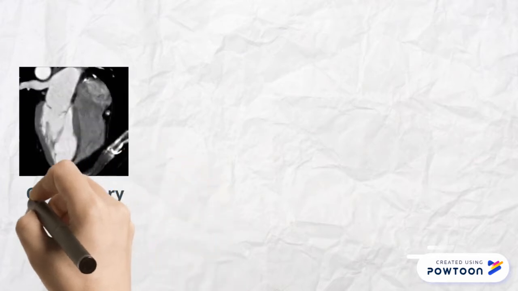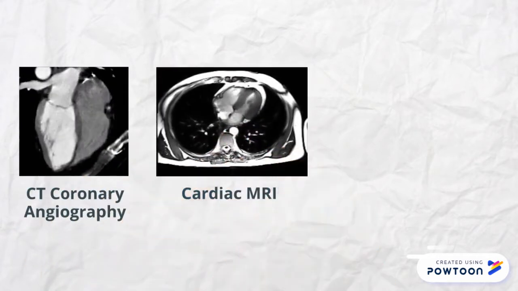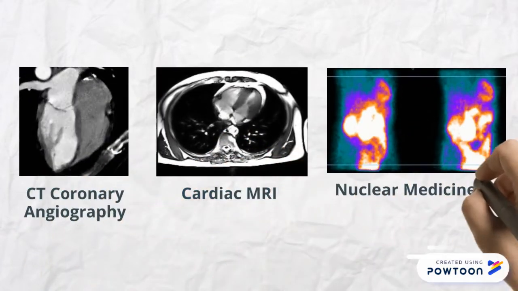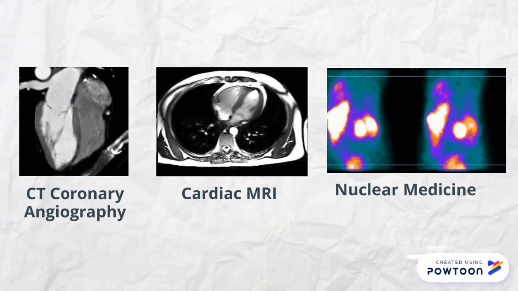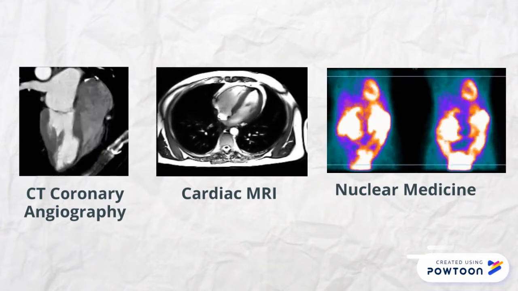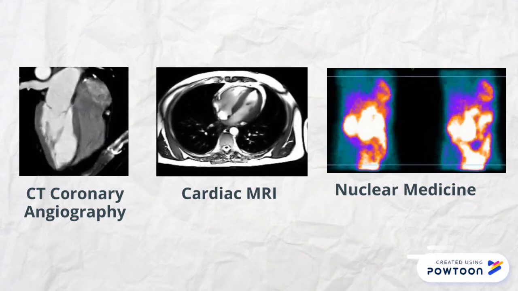In this presentation, we will discuss how 3 different imaging modalities are used for cardiac imaging, alongside their pros and cons. The modalities we will be discussing are CT scans, MRI, and nuclear medicine.